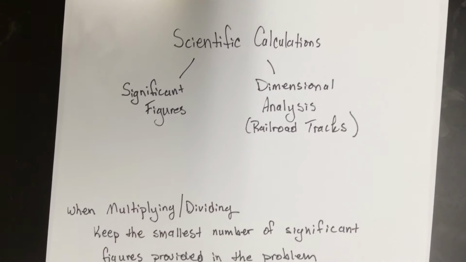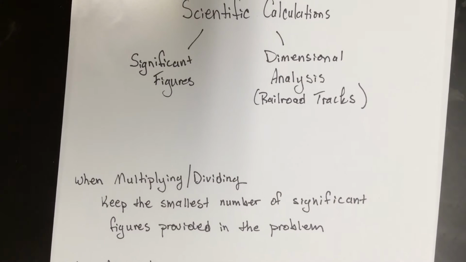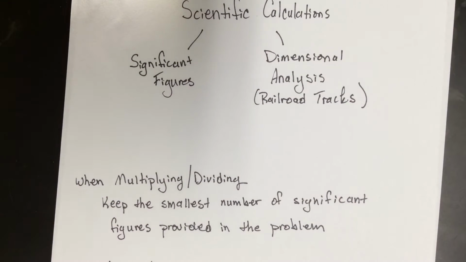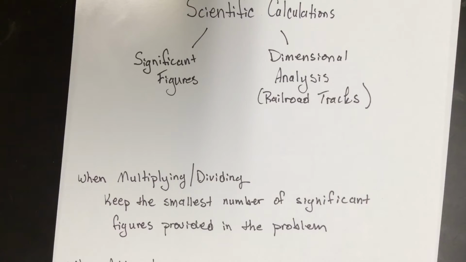So to get started with the rules for significant figures, there are two situations which we will address. The first is when multiplying or dividing, and we are directed to keep the smallest number of significant figures provided in the problem in that situation. So you will go through all the numbers provided by the problem, identify the number with the smallest number of significant figures, and maintain that number in your answer.